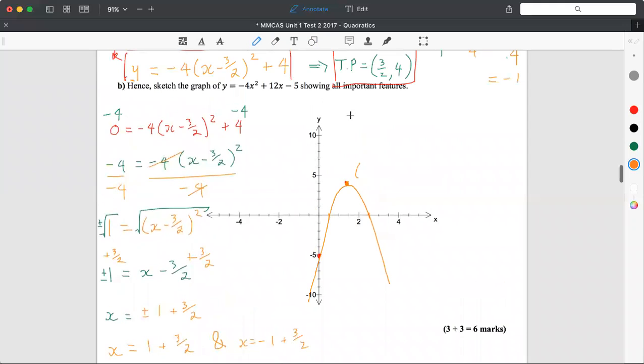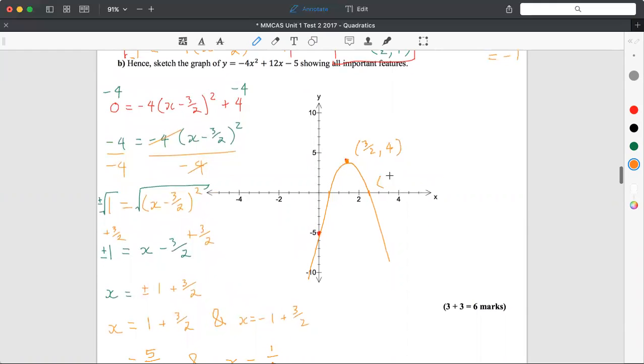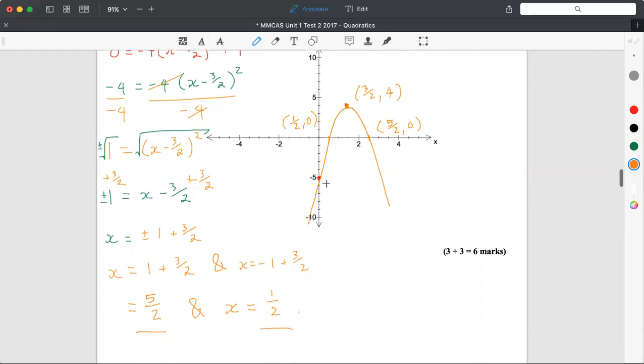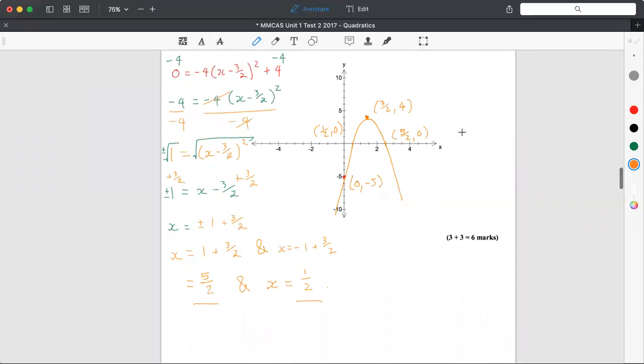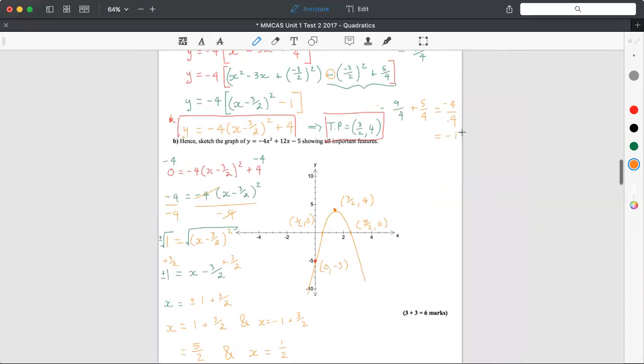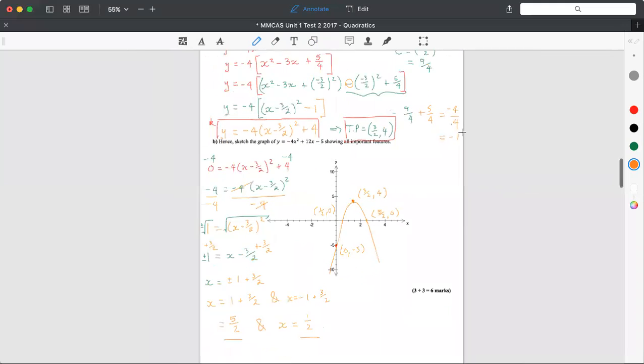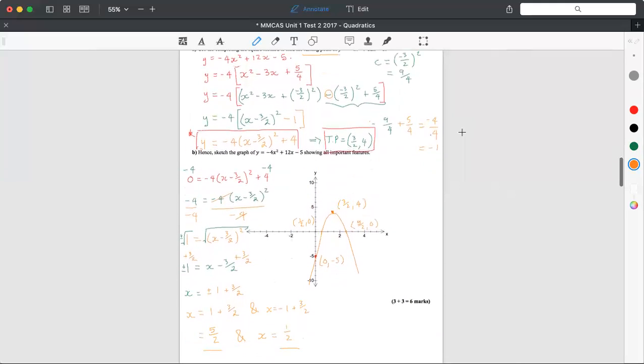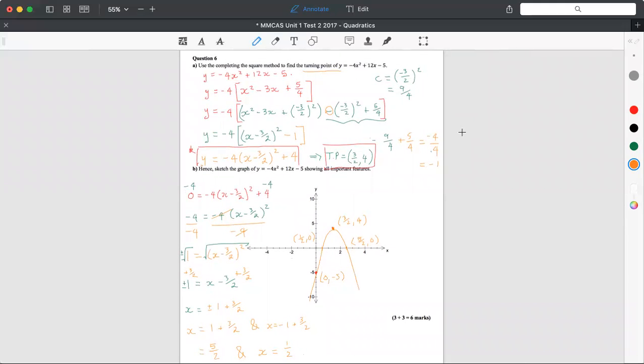You say that the turning point is at (3/2, 4). And you also say your x-intercept coordinates, please. This one's at (5/2, 0), and this one's at (1/2, 0). And your y-intercept was at (0, -5). And yeah, that's that question. So it's pretty involved. I did a lot of steps. Hopefully you can cut some of those out as you get more efficient and get more practice with it. I'll do the calculator one in a little bit and upload that for you guys.